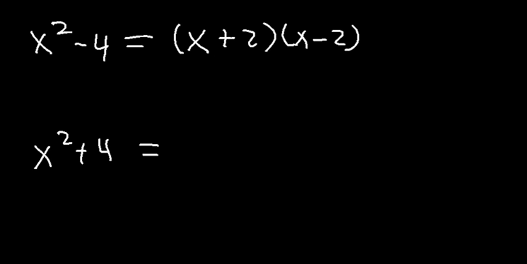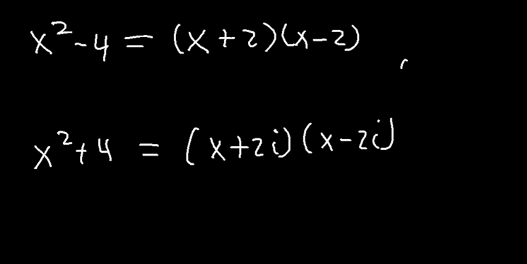However, we could factor it using imaginary numbers. x squared plus 4 is x plus 2i and x minus 2i. i is equal to the square root of -1. If you haven't learned imaginary numbers, you can skip this section and move on to the next topic.